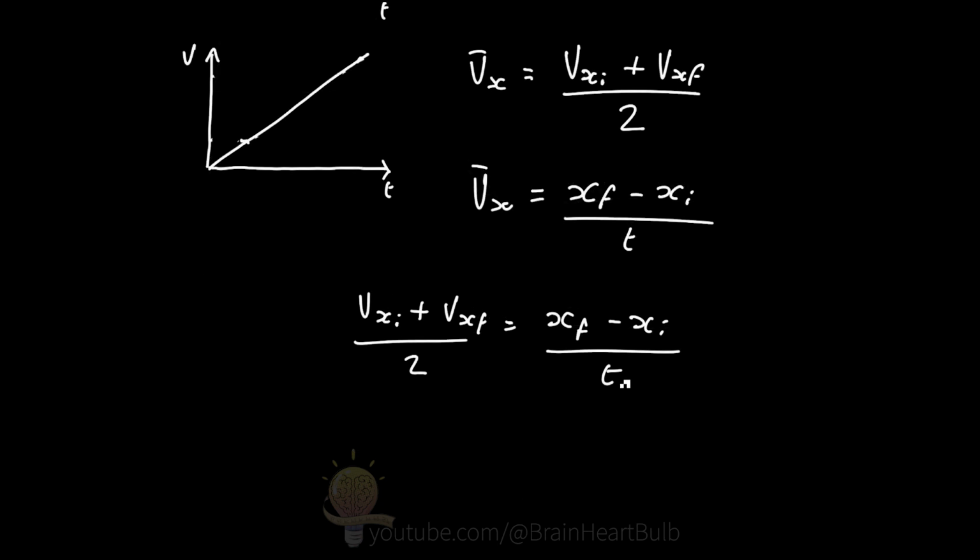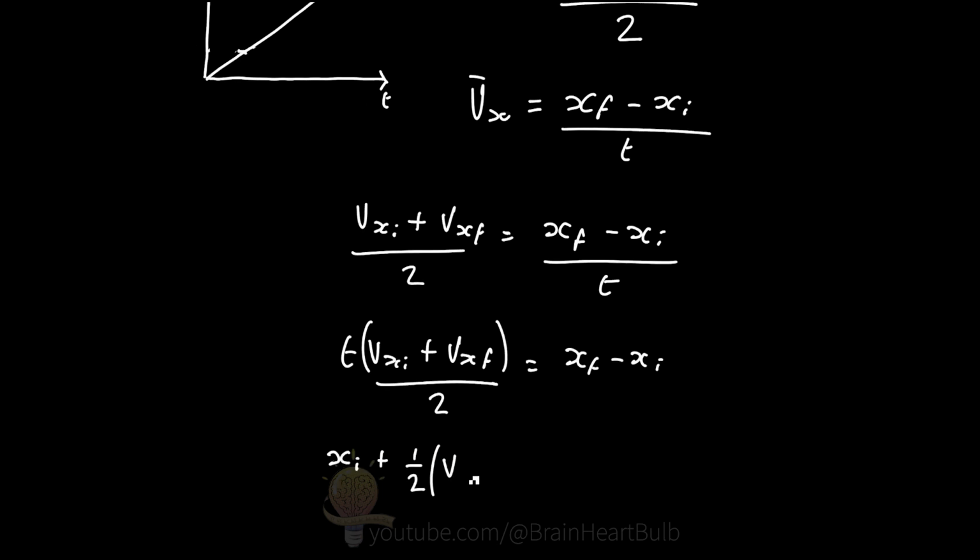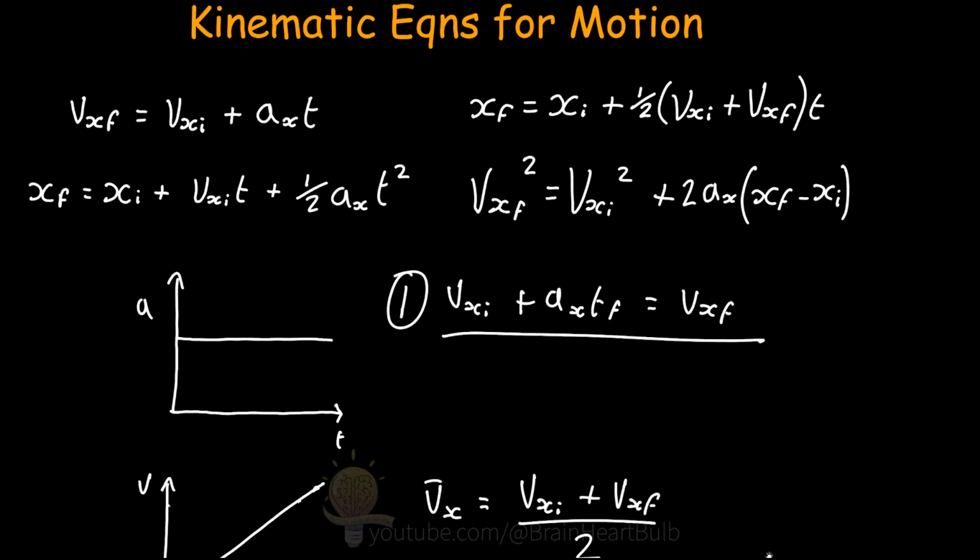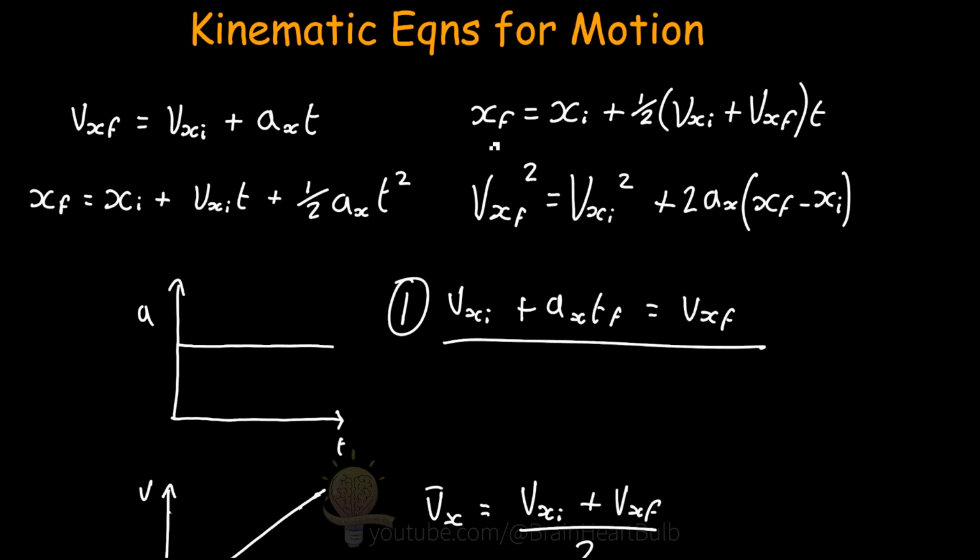So I'm going to multiply both sides of the equation by t, and then I'm going to add both sides of the equation by the initial position. So I've rearranged some of the terms here so that it looks very similar to the equation above, which is this equation here. So that's our second equation.